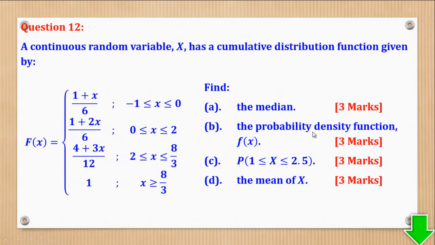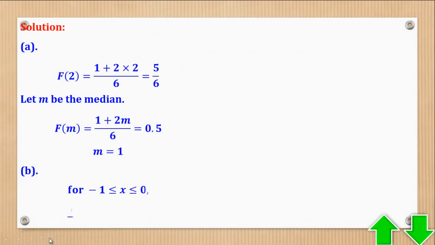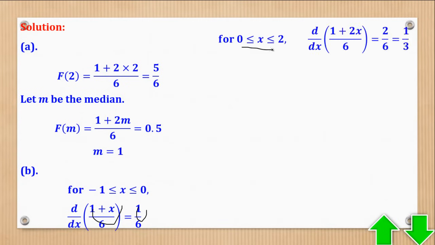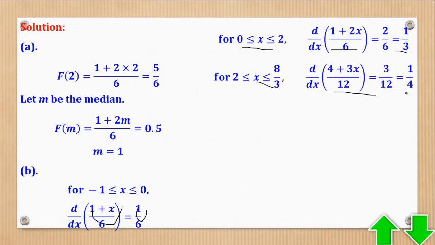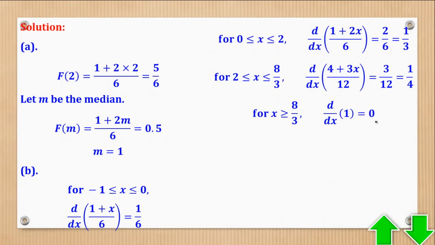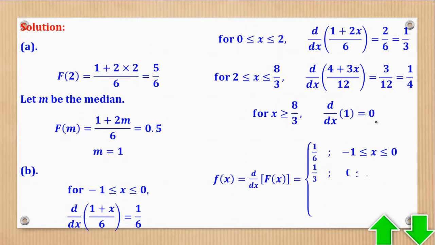find the probability density function f(x), the small f(x). That is got by differentiating. So we shall come and differentiate. For this interval, we differentiate this to get that. For this interval, we differentiate this to get this. For this, we differentiate this to get that. And for this, we differentiate this to get that. Then you can write, combine everything, which is that. And that's what they wanted.